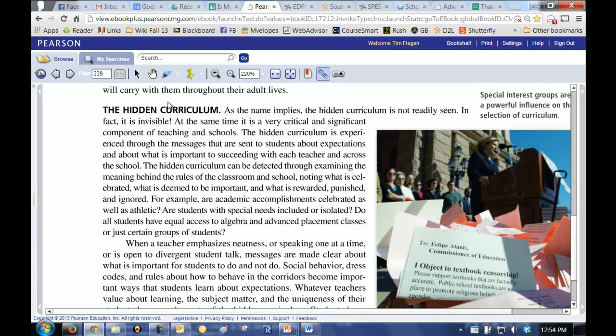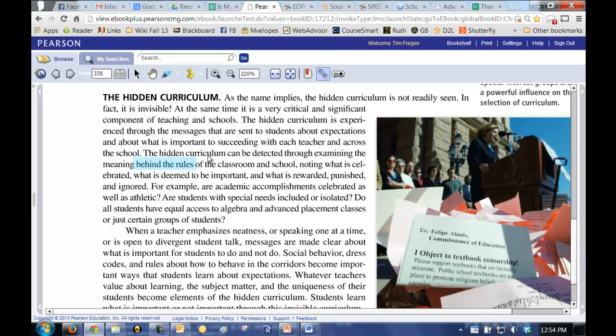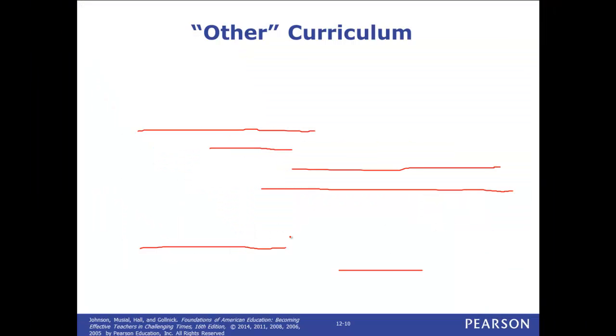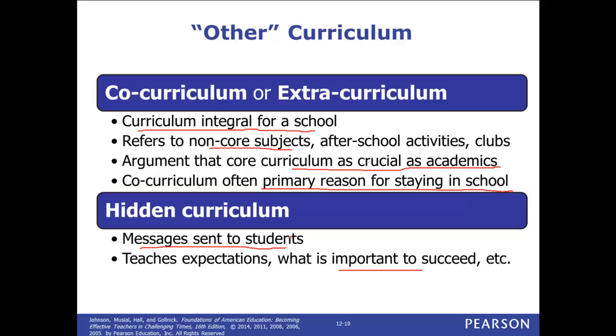Examining the meaning behind the rules. Classroom and school, noting what's celebrated, what's deemed important, what's rewarded, punished. For example, are academic accomplishments celebrated the same as athletics? And for the most part, you and I would agree, no, they're not. Are students with special needs included or isolated? Do all students have equal access to algebra or advanced placement classes, or just a certain group? And that was what I was whining about, is that there wasn't all access to those. So this will be the number 10 here, as you develop this more. What is the hidden curriculum?